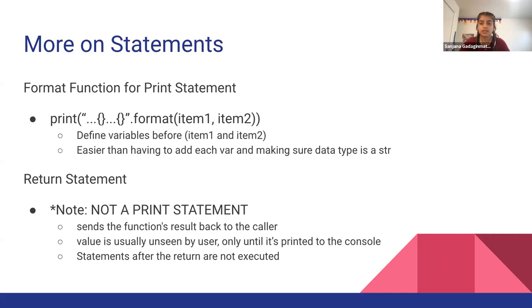Okay, so last time we introduced you guys to print statements and input statements. So now we're gonna make it a little easier on you guys when you're trying to print a string and you want different variables inside the string to print out as well. So there's a function called the format function that you can use for a print statement. On the slide, basically what you do is you have print and then you have your string. And instead of dividing the string into different strings and then adding the variables in between, what you can do is in the places where you want the variables, you put curly brackets, and then you finish the string, and then at the end you do dot format, and in the parentheses you would add what variables you want in those curly brackets, respective of the order. So you have to make sure you define the variables before you do the print statement, and it's easier than having to add each variable again and making sure the data type is a string when you're printing it out.